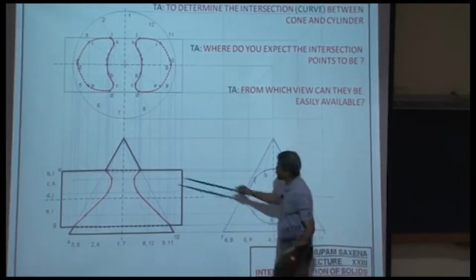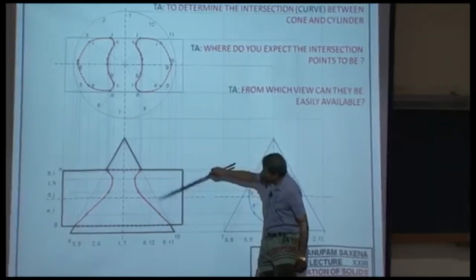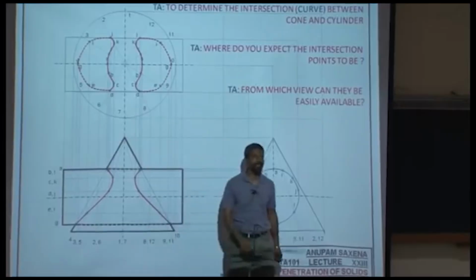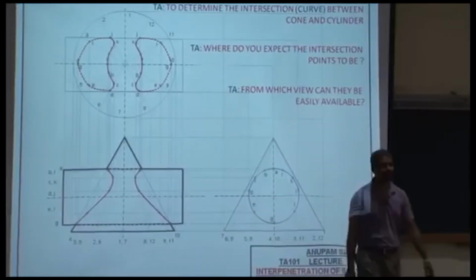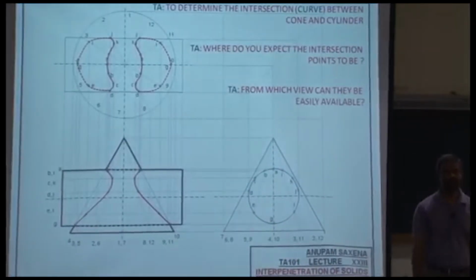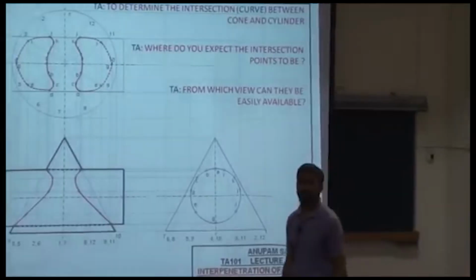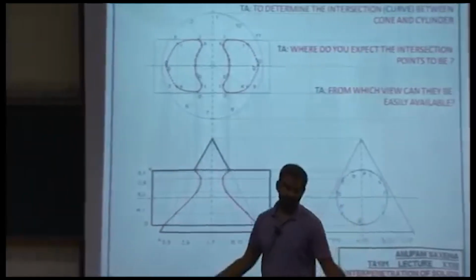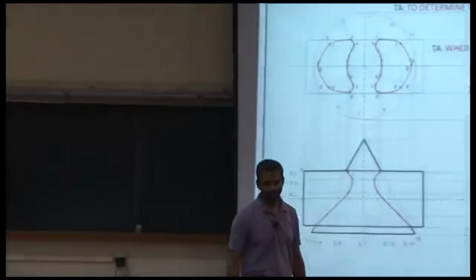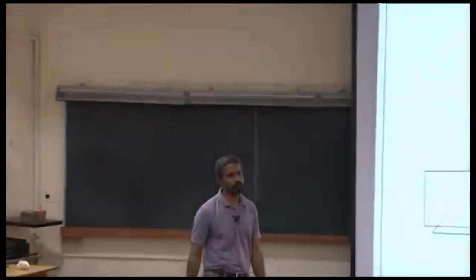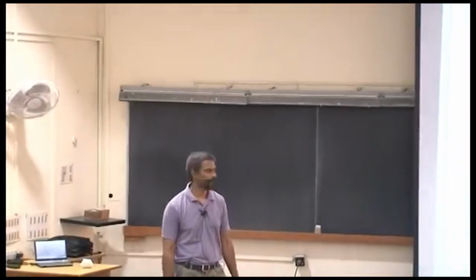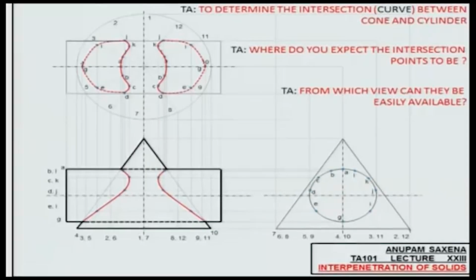Now, notice that I have not shown these edges using hidden lines. Why is that? They have to be removed so that the cylinder is accommodated within the cone. Likewise, the same thing.